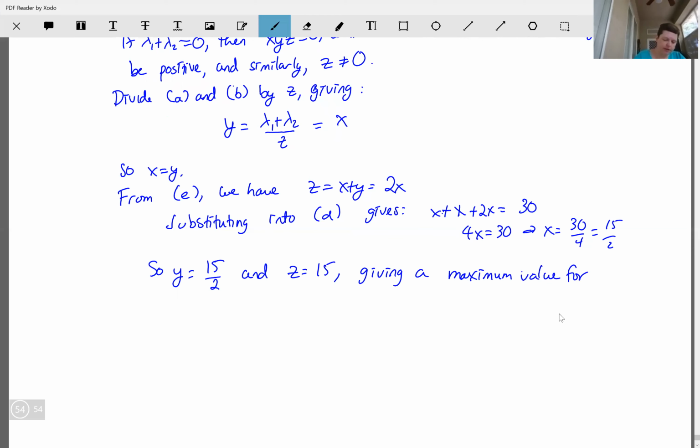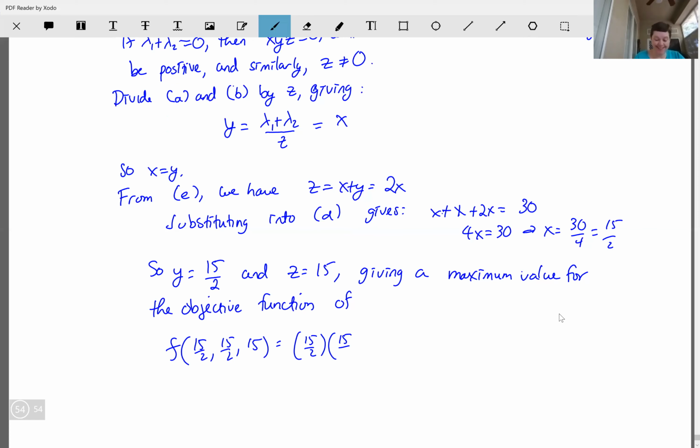giving a maximum value for the objective function of f of 15 halves, 15 halves, 15, which is 15 halves times 15 halves times 15, which is 3,375 divided by 4. And that's our maximum.